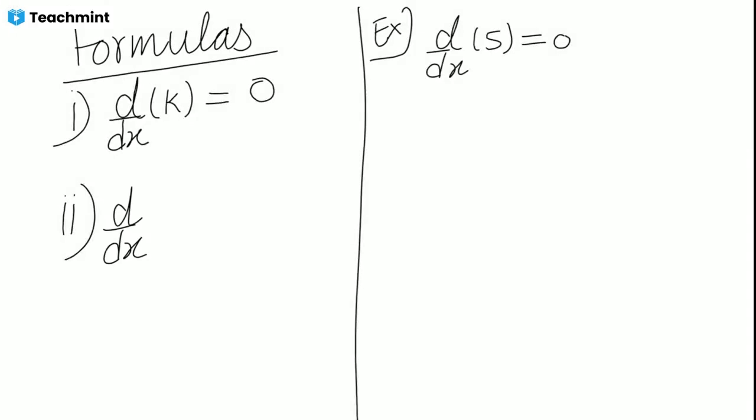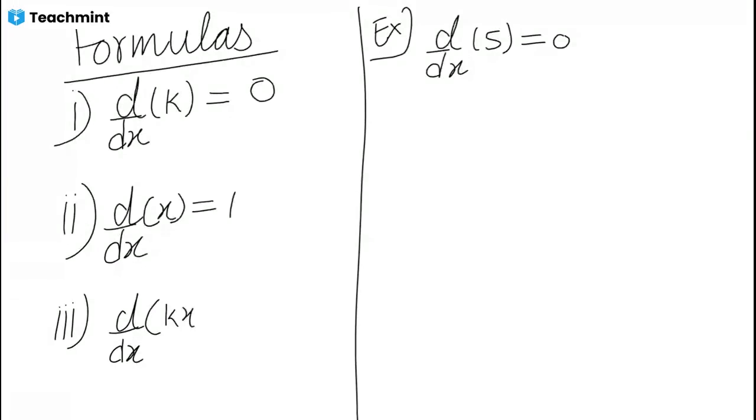Then the derivative of x with respect to x will be 1. And the third formula, we have the derivative of kx. It means we have x along with a constant, then we'll get k only.